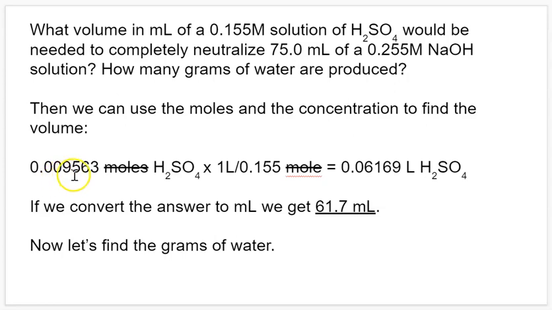So we have our 0.009563 moles of our hydrogen sulfate, and then we multiply that by 1 liter over 0.155 moles. The moles cancel out, and we get a volume in liters, which is 0.06169 liters. And then we can multiply that by 1,000 milliliters over 1 liter, which I didn't show here, but that's how you convert the liters into milliliters. And we get a total of 61.7 milliliters, which tells us that's how much of the hydrogen sulfate solution with this concentration that we have to combine with 75 milliliters of this sodium hydroxide solution to get complete neutralization.